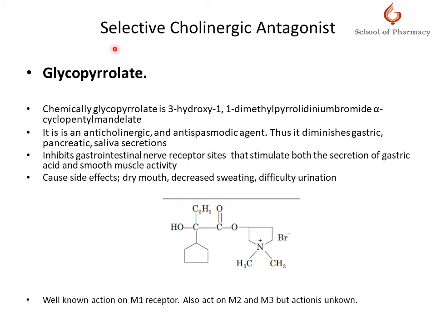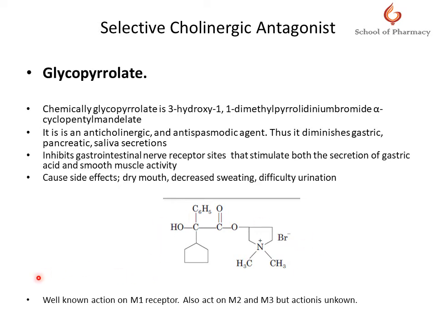Now, some more selective synthetic cholinergic antagonists, like glycopyrrolate. Chemically, glycopyrrolate is 3-hydroxy-1,1-dimethylpyrrolidinium bromide alpha-cyclopentyl mandelate. This is the structure, and along with being an anticholinergic agent, it is also an antispasmodic agent, and it also diminishes the gastric, pancreatic, and salivary secretions.